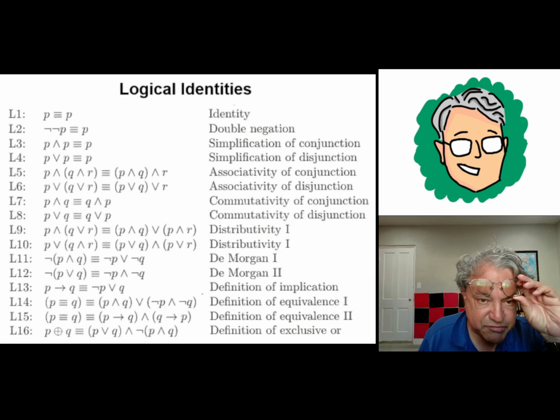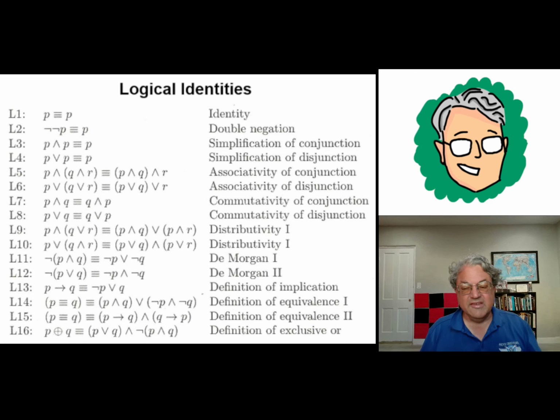The first one just says P is equivalent to P. That's pretty obvious. I mean, every logical statement is equivalent to itself. And you can substitute anything you want for P. It doesn't even have to be an atomic statement. It could be, I'm making this lesson right now. Well, that's equivalent to itself. Or it could be something that's false. It could be, I have a unicorn in my office. That's equivalent to itself, even though it's false. So that's a pretty obvious one.